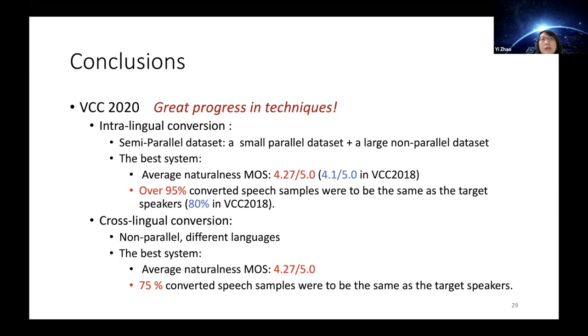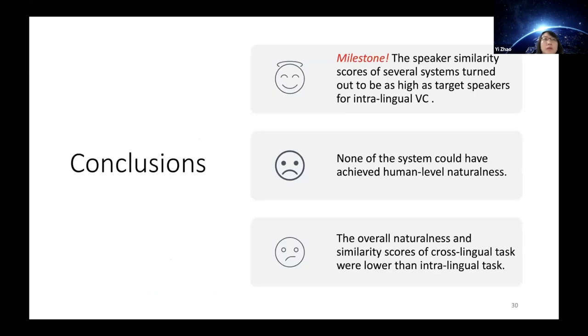In the cross-lingual task, we can see that the best system could achieve a naturalness mean score as high as 4.27. This is the same as the intralingual conversion, and this is surprising. But in the similarity results, only 75% of converted speech samples were judged to be the same as the target speakers. Next page. From these results of the challenge, we can see that VC methods have progressed a lot. In particular, the speaker similarity scores of several systems turned out to be as high as target speakers in the intralingual semi-parallel VC task. We think that this is a historical achievement for VC research.